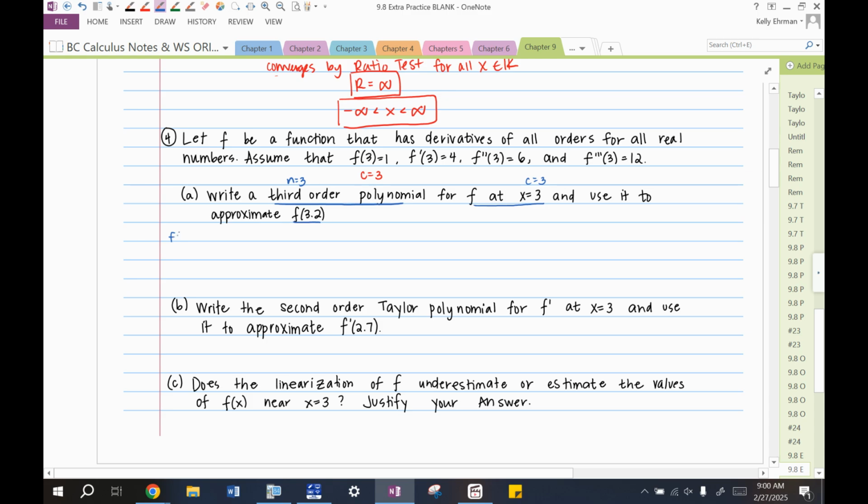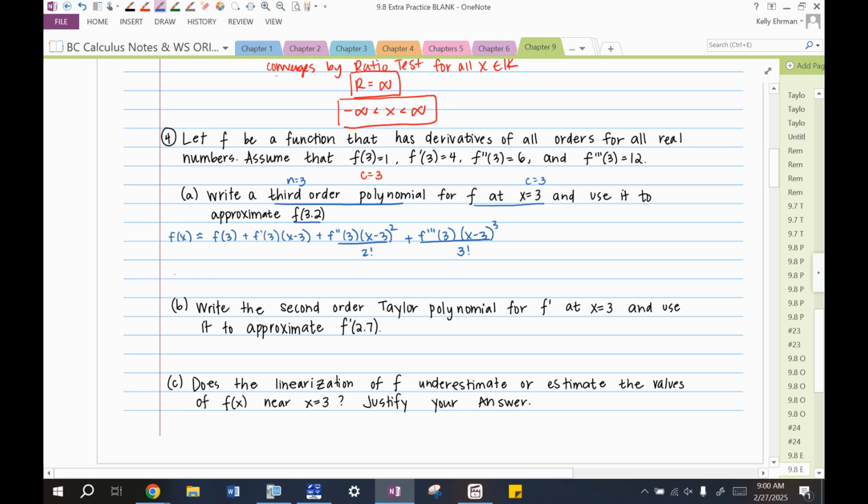So first, let's go ahead and say f of x will be approximately equal to. Now, you don't have to show this, but just for the sake of the video, I'm going to go through what this means again. Remember, building one of these is like f of 3 plus f prime of 3 times (x minus 3) to the first over 1 factorial plus f double prime at 3 times (x minus 3) squared over 2 factorial. We're going third order, so f triple prime at 3 times (x minus 3) to the third all over 3 factorial. So that's going to be what we use to approximate. Now, if you didn't write all of that out, that's okay.